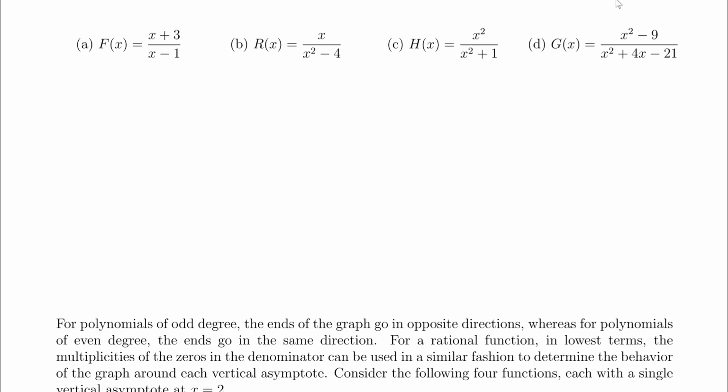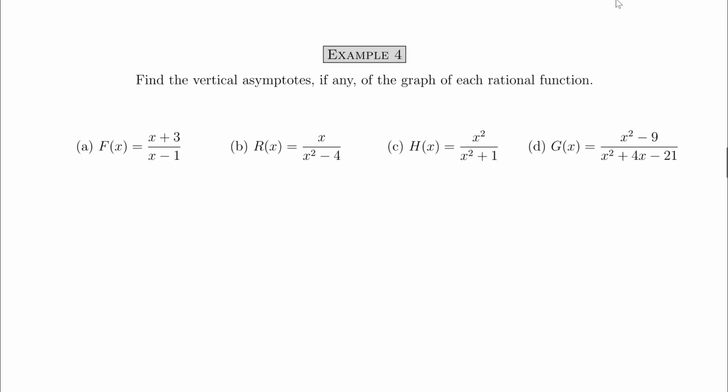So let's just look at this example 4, and that should hopefully make more sense to you. We take our denominator, and it's not equal to 0. And when we solve this, we get x is not equal to 1. So that means our vertical asymptote is actually x equals 1.